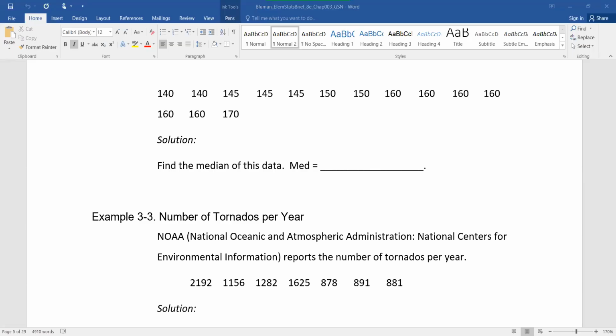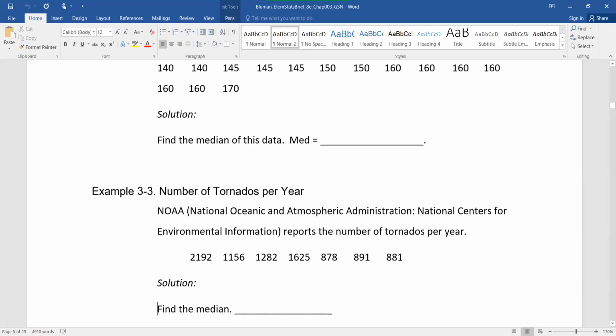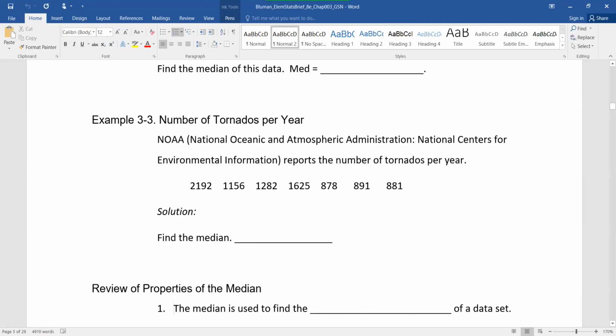And this is number of tornadoes per year. I don't think we've done one like this, but it's not that big. According to the National Oceanic and Atmospheric Administration, the National Centers for Environmental Information reports the number of tornadoes per year. All we're going to do is find the median. So how do I do that? Don't count it in order because it's not currently in order, is it? No, it's not. You need to put it in order.